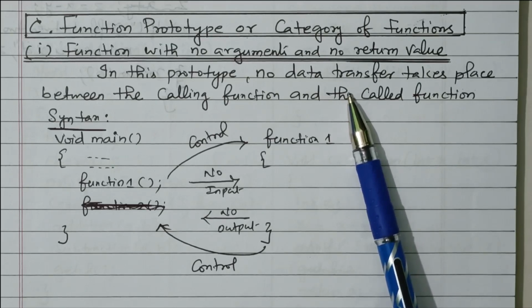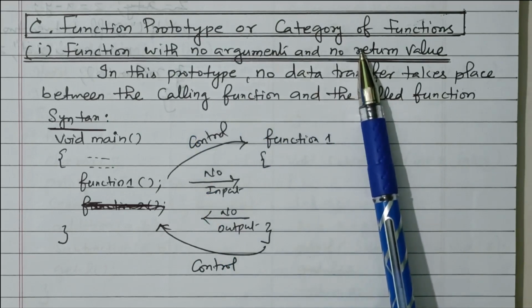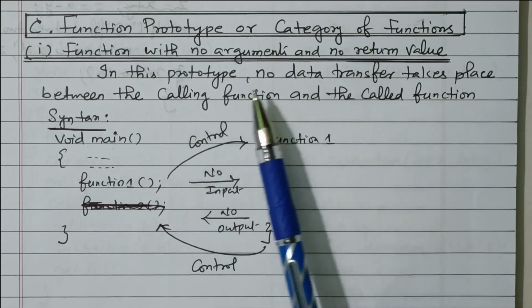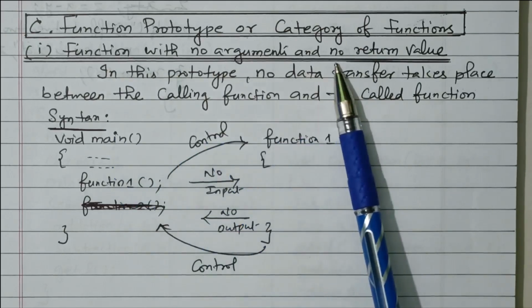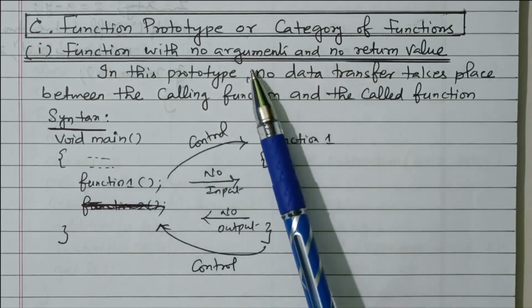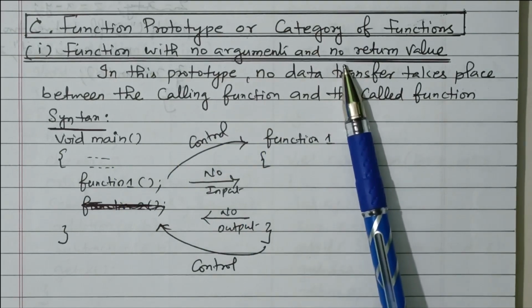Now we will go to the topic. Function prototype, that is, the types of function available in the C program. In this video we will see the first type, function with no argument and no return value. The function is not passed any value and also the function will not return any value.